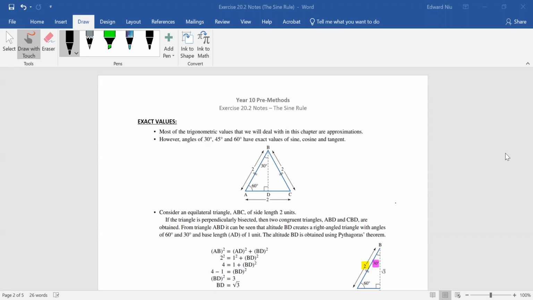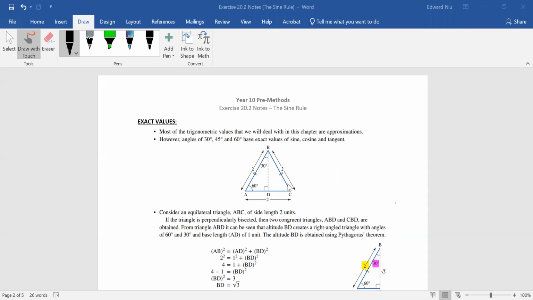Now, first part, exact values. Most of your answers in this chapter and beyond will be approximations, meaning it's going to be irrational, a lot of decimal places, but there are some answers where we're going to get an exact value. And remember back to surds, exact values are often in surd form or whole number form.